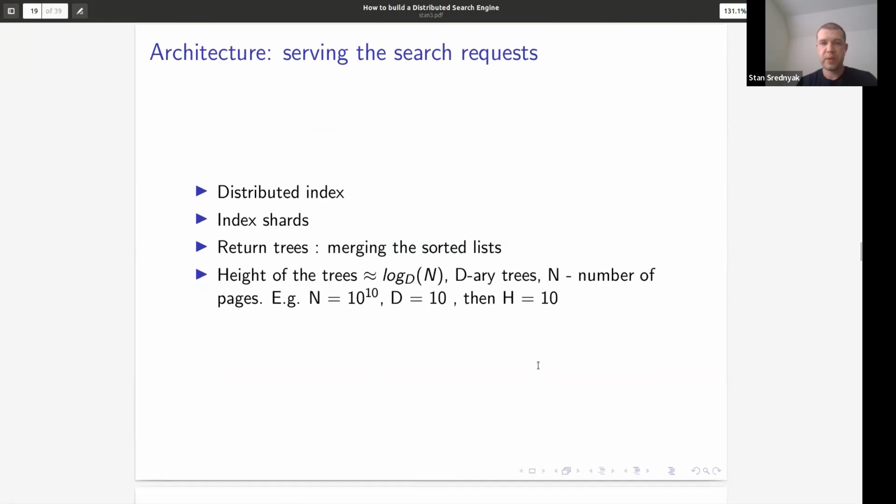A very important problem is to maintain latency under control here. And for this purpose, the index has to be organized into a tree structure, with D being the multiplicity of this tree. Then the height of this tree is logarithmic in the number of pages that we want to serve.